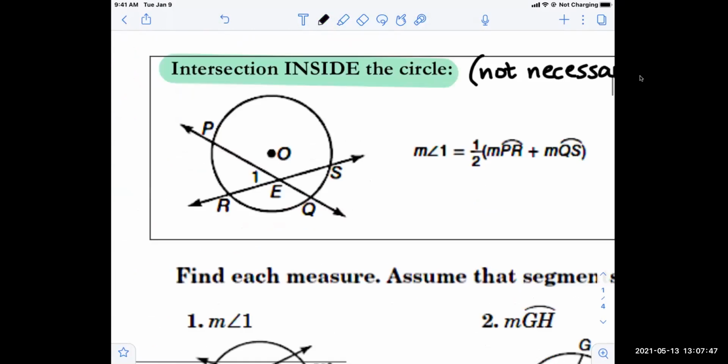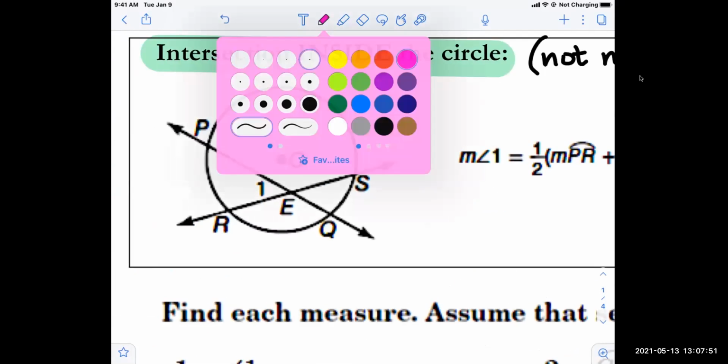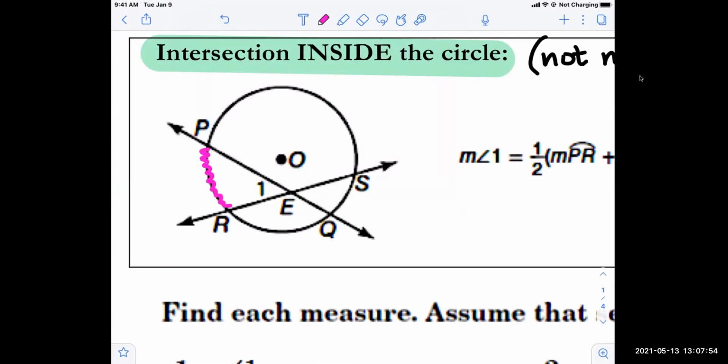If you were looking at this picture and I told you that this arc measure right here is, I don't know, 70 degrees. Is angle 1 70 degrees? No. Why is angle 1 not going to be 70? It's not a central angle. If it were a central angle like this, then that angle measure would be the same. I kind of missed the center a little bit there, which you get the idea.